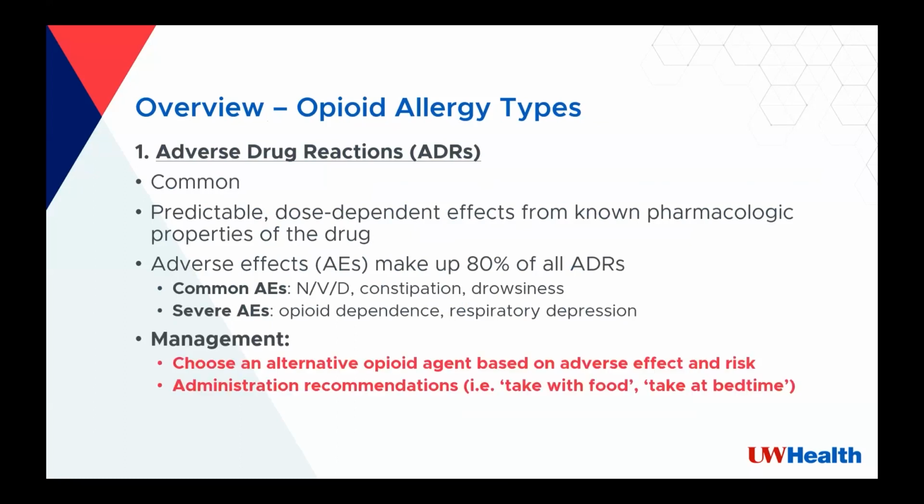In terms of management for adverse drug reactions, it's recommended to choose an alternative opioid agent based on adverse effect profile and then risk benefit to the patient. I think it's also important to consider administration recommendations. Depending on what the patient is experiencing, if they're having GI side effects, we can recommend taking with food. If they are experiencing drowsiness or dizziness, we can tell that patient to take it at night in an attempt to avoid these adverse drug reactions and adverse events.